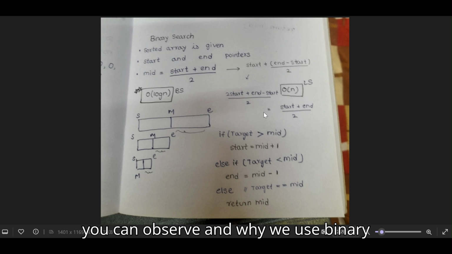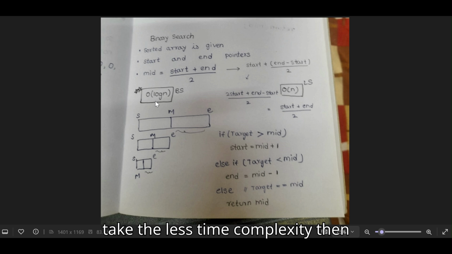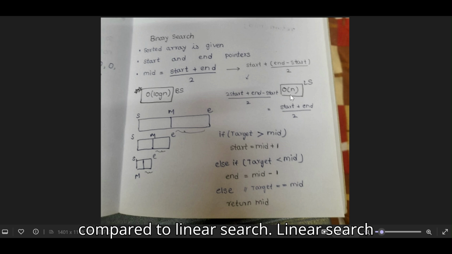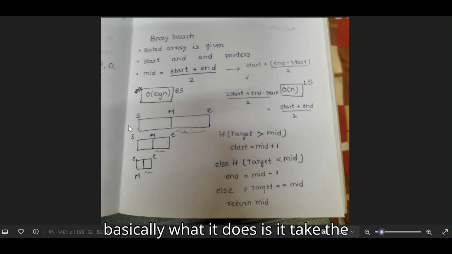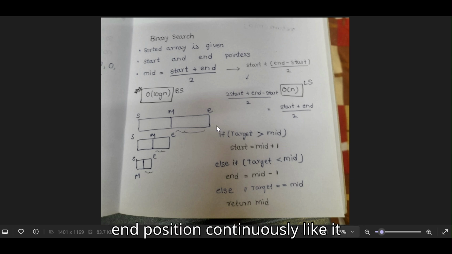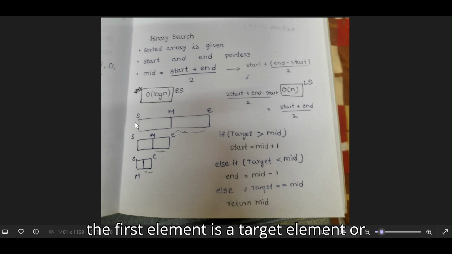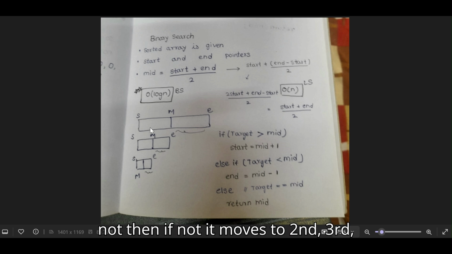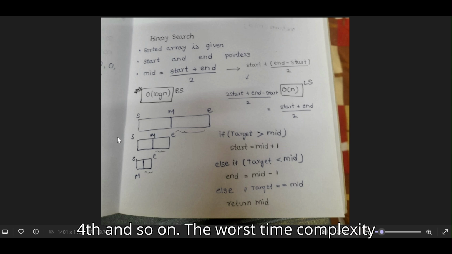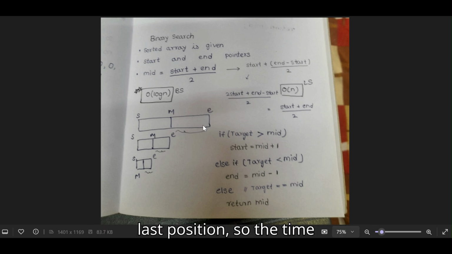And why we use binary search, as I said before, it will take less time complexity compared to linear search. Linear search basically takes the target and searches from the start position to the end position continuously. Like it starts from the first element. If the first element is the target or not, if not, it moves to second, third, fourth and so on. The worst time complexity is when the target element is at the last position. So the time complexity will be big O of n.